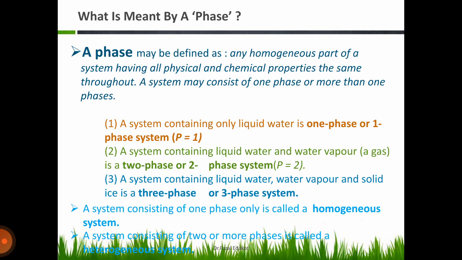So remember, a system consisting of one phase only is called a homogeneous system. If you take a glass of water, it is a homogeneous system. If you take water vapor in a container, only water vapor, it is one phase. If you take a piece of ice in your hand, it is a one phase system. A system consisting of two or more phases is called a heterogeneous system. So you can differentiate homogeneity from heterogeneity by using the term phase.